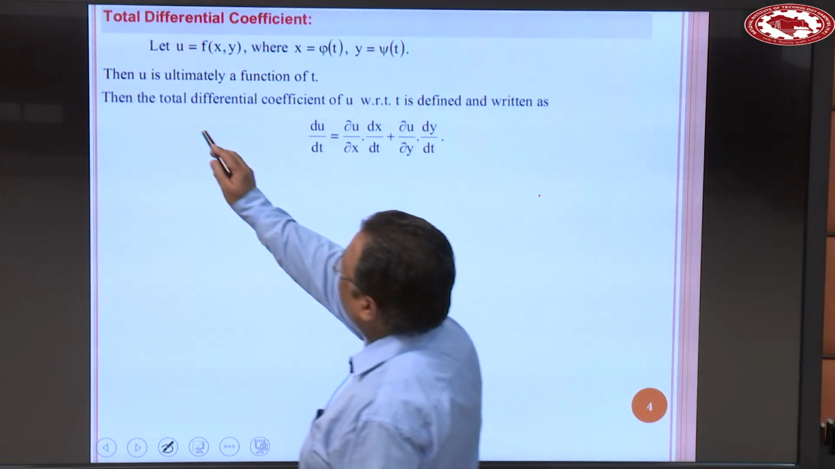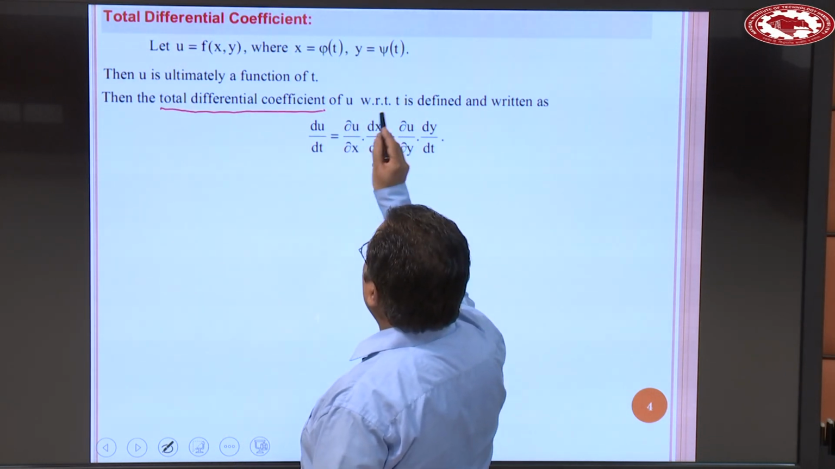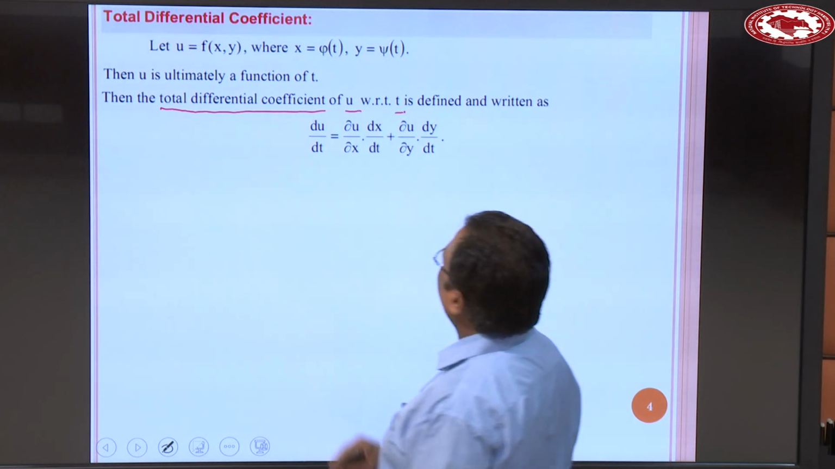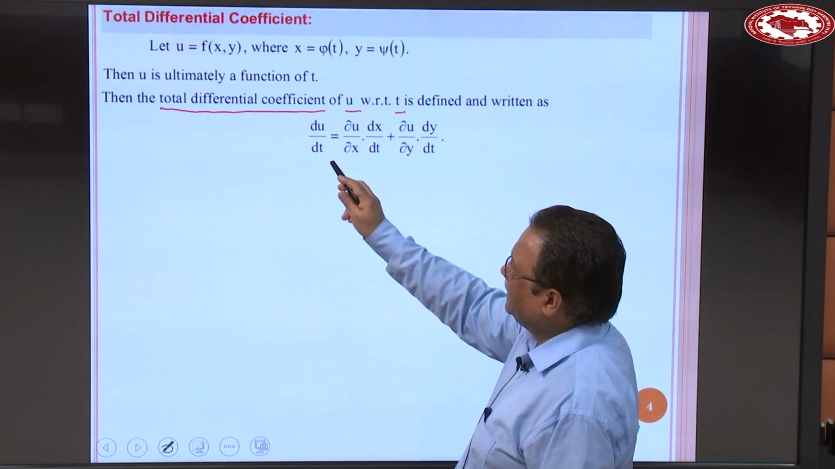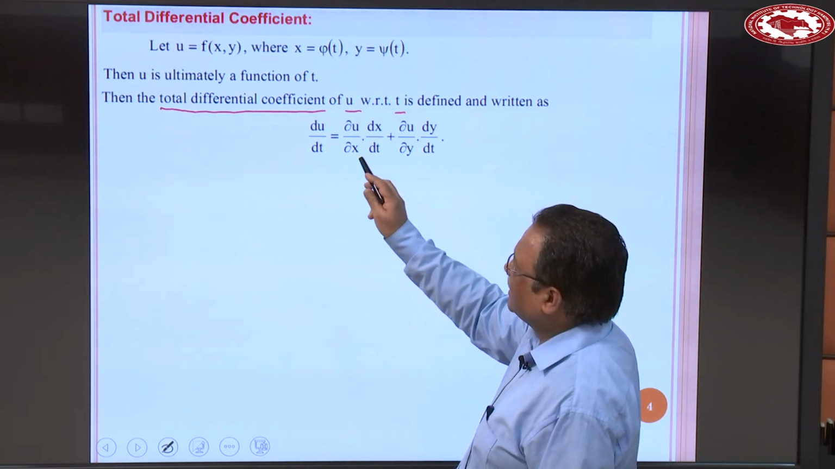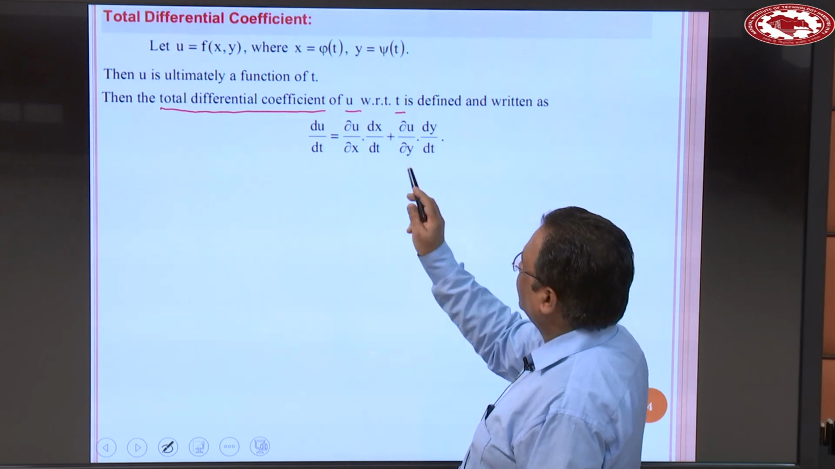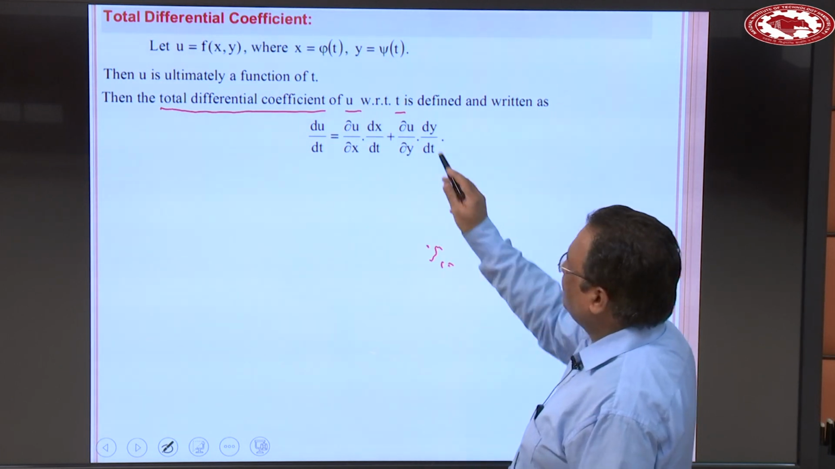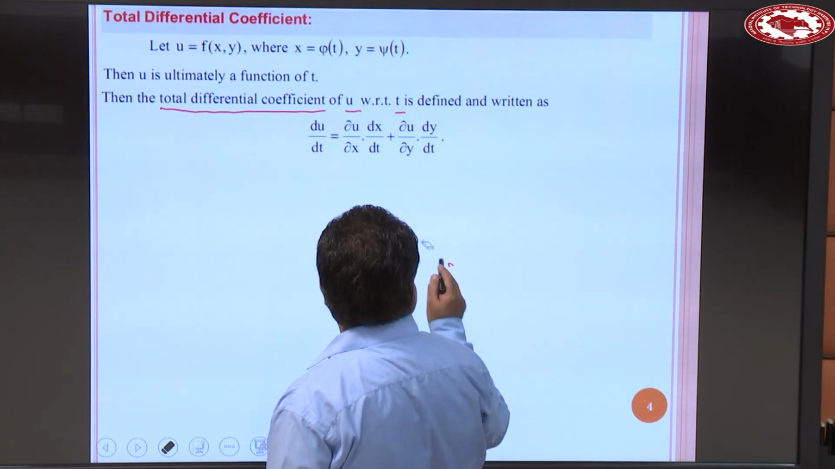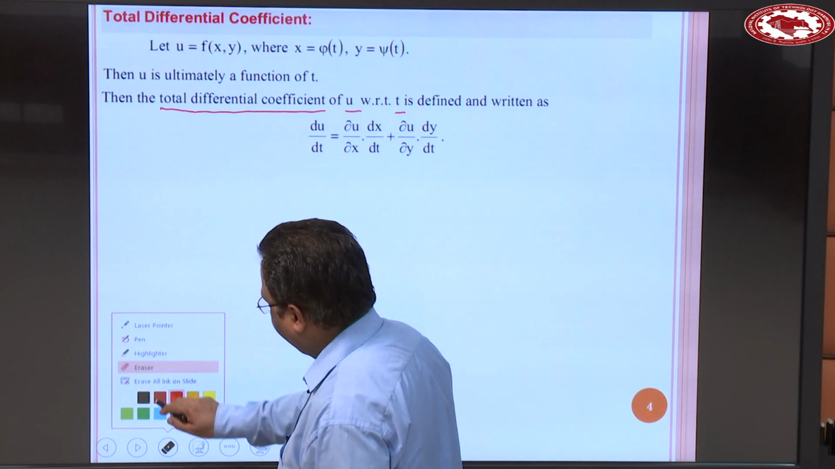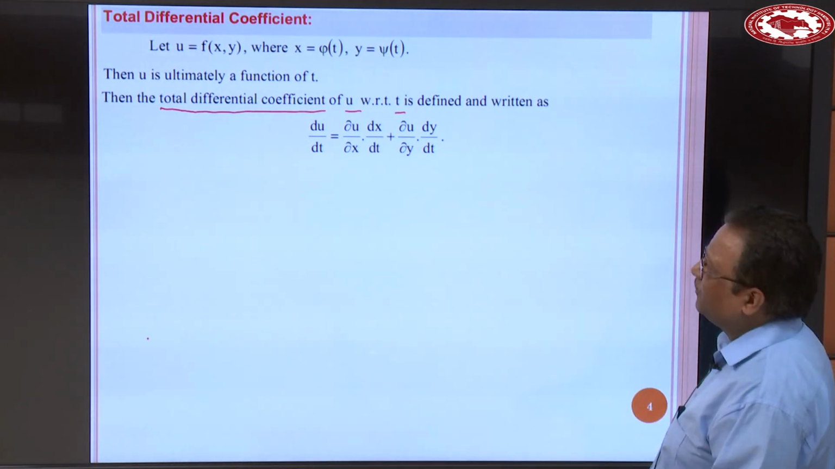Okay? So, this total differential coefficient of u with respect to t is defined and written as du over dt is equal to ∂u/∂x dx over dt plus ∂u/∂y dy over dt. Okay. So, in this way you can define total differential coefficient.